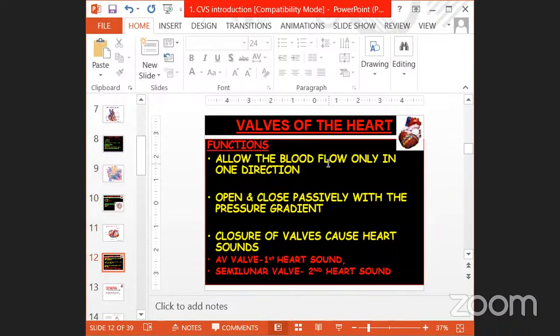The valves of the heart allow the blood flow only in one direction and they open and close passively with the pressure gradient. Means when there is a pressure gradient in the chambers, they will open or close according to the pressure variations, and the closure of valve produces a heart sound. That means the closure of AV valve produces first heart sound and semilunar valve produces second heart sound.